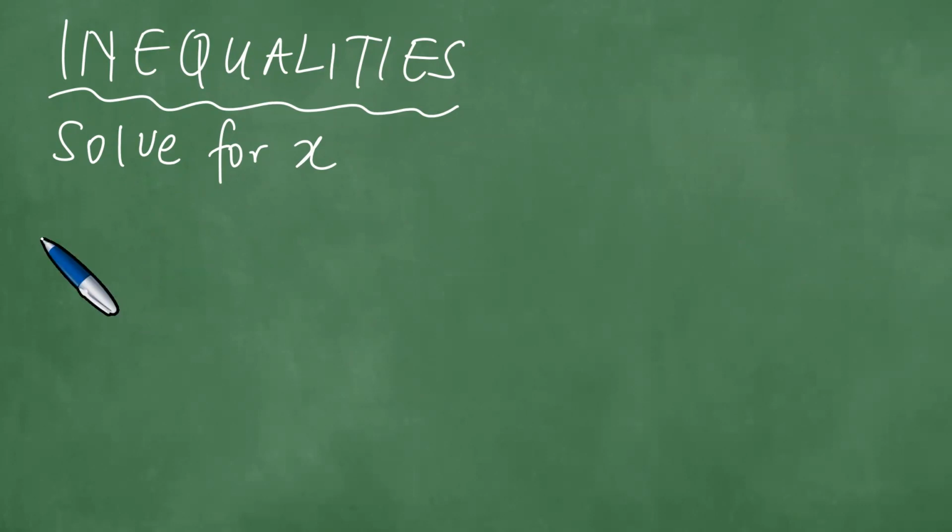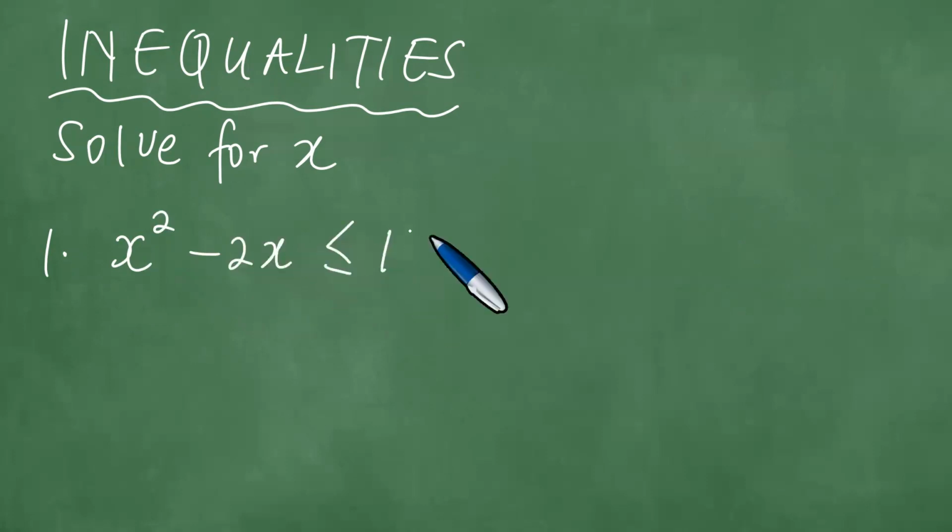Let's do something easy for a start. If we're given number 1, x squared minus 2x is less than or equal to 15. What do we do here? Tando? I feel like we should form the standard form by taking 15 to the other side.